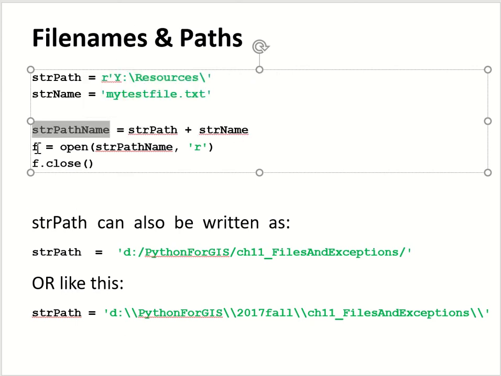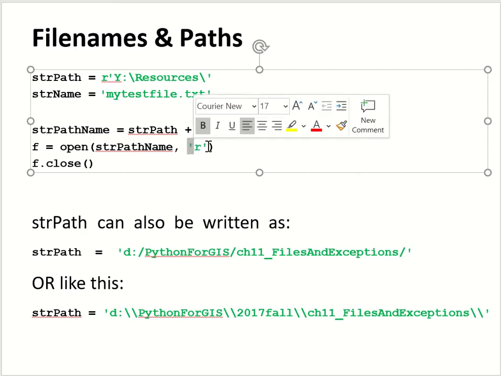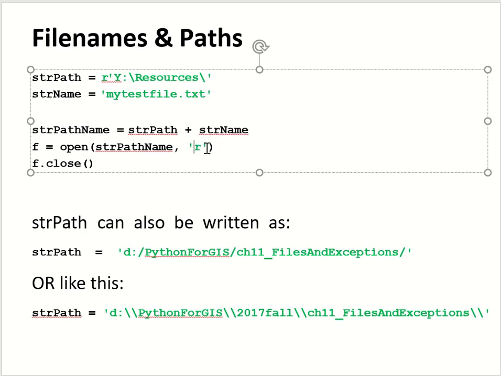And that's the string path name. So here we see the open function where we're passing two arguments. One is the string path name, the name of the file and its location as a single string, a comma separating that argument from the next, which is just in quotes the letter R. This signifies read mode. And then that F is the object. That's a variable name. F is going to be the file object open within the script.